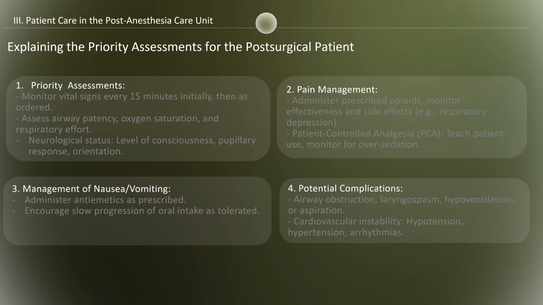Management for nausea and vomiting all the time. Then potential complications. Through this whole chapter, always potential complications. Airway, the throat: hypoventilation or aspiration. You don't want to see the patient choking. Cardiovascular instability: hypotension, hypertension, arrhythmia. So always we have to look for this.